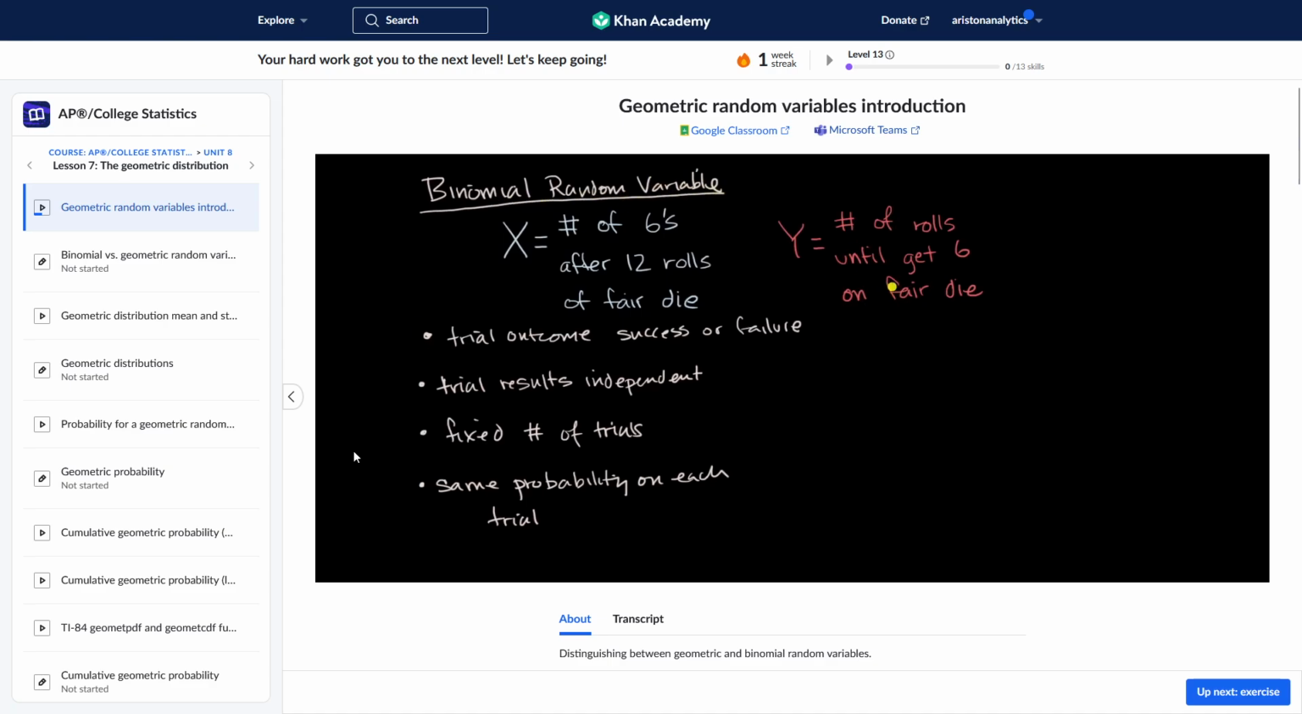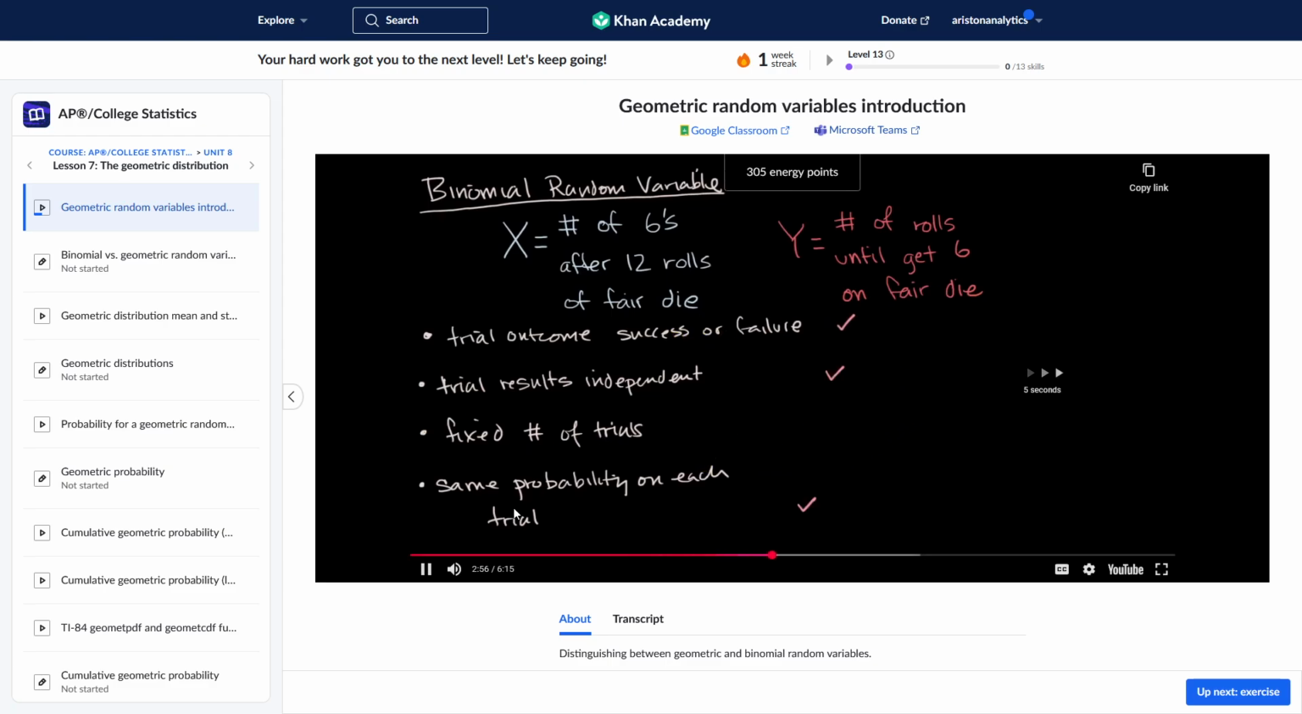But what about this thing in the salmon color, the random variable y? This says the number of rolls until we get a 6 on a fair die. This one strikes us as a little bit different, but let's see where it is actually different. Trial results are pretty much the same on everything except the fixed number of trials, because we clearly don't have a fixed number of trials.